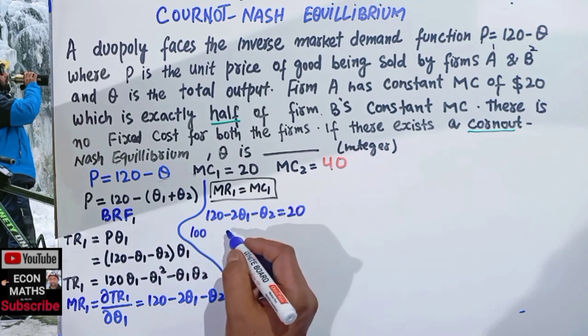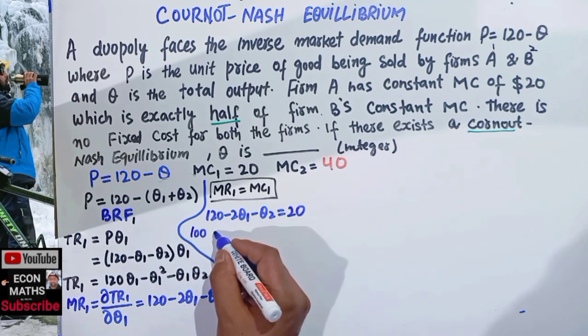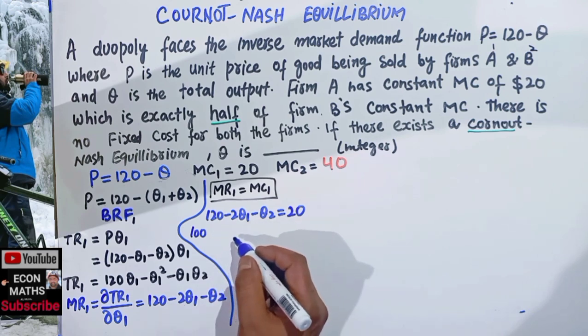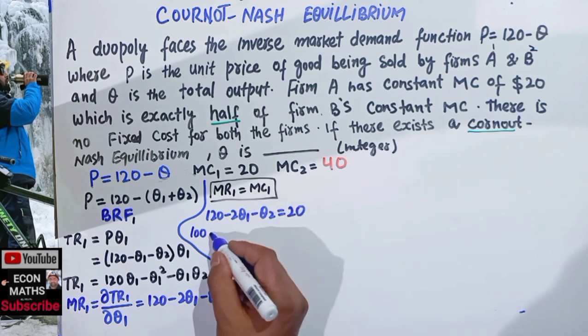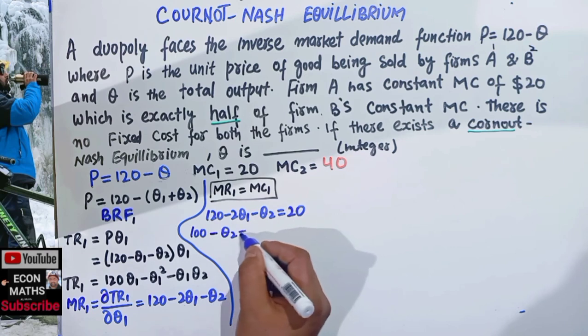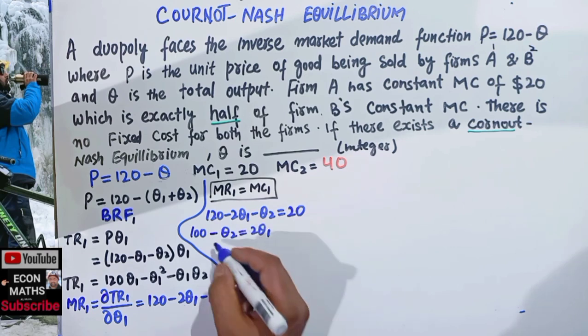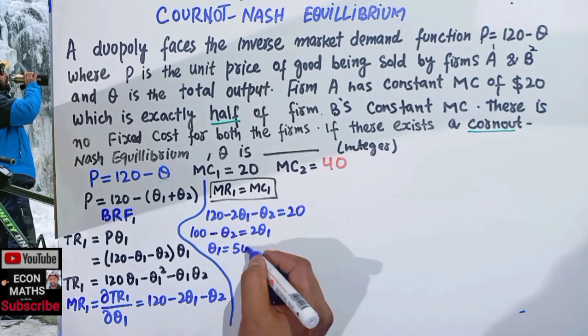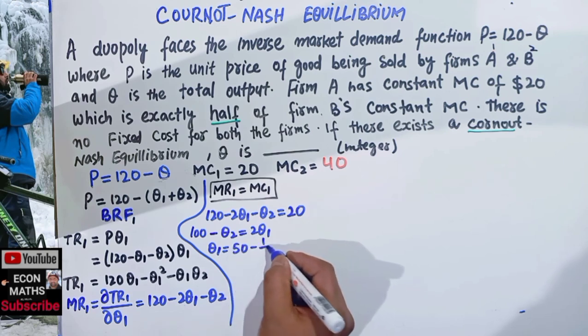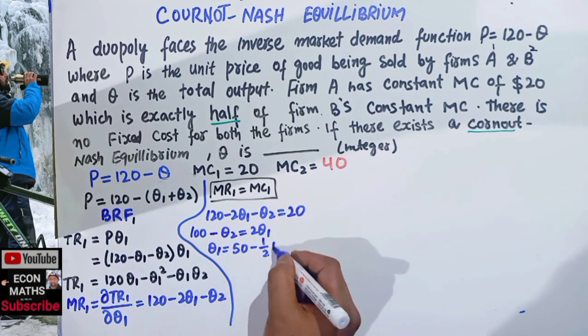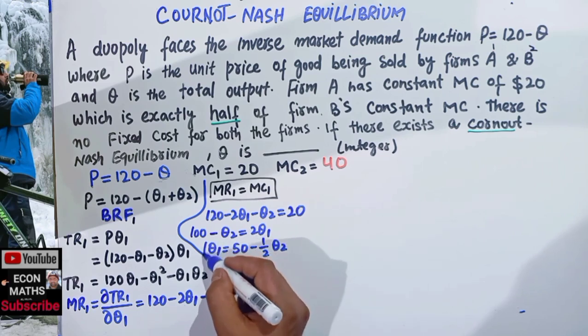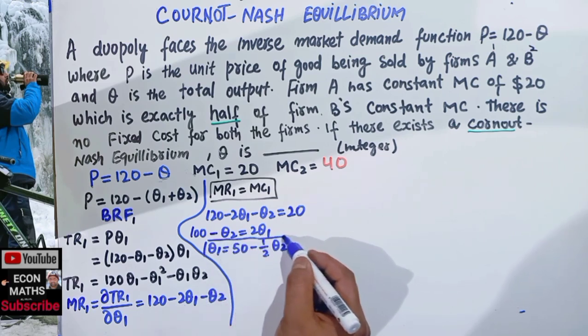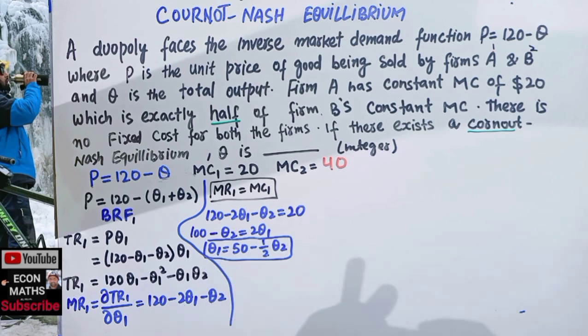If I transpose it here, 100, and let's transpose it here. So we will get Q2 is equal to twice Q1. Solving for Q1, Q1 will be equal to 50 minus 1 half of Q2. This is the best response function of firm 1.